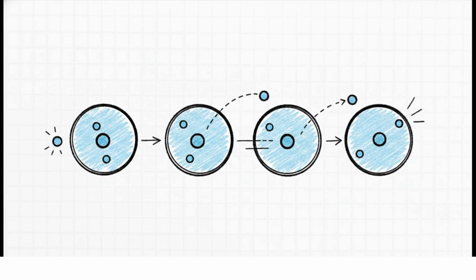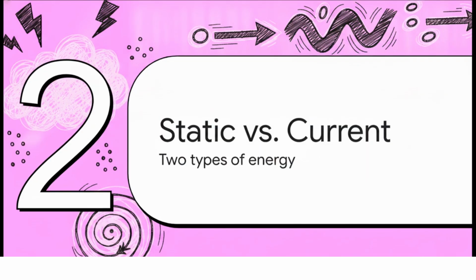Think of it like a microscopic relay race. When an electron gets forced out of its home atom, it shoves an electron out of the next atom, which shoves the next one, creating this steady stream of moving energy. And that flow? That is electricity. Moving on to Section 2, static versus current.